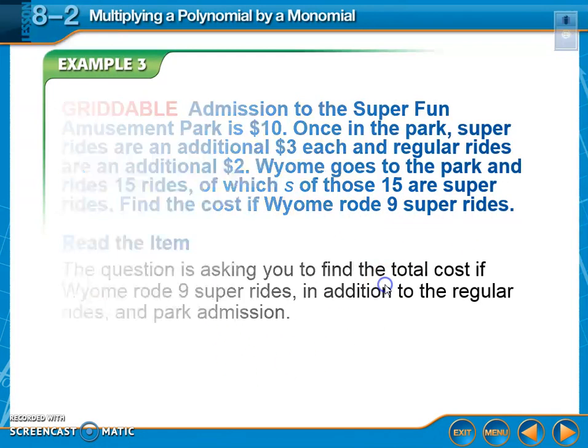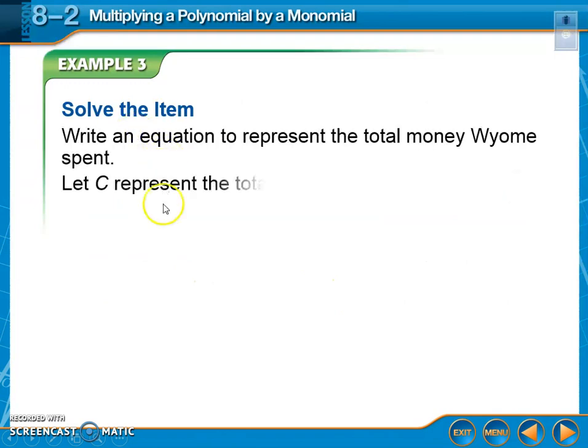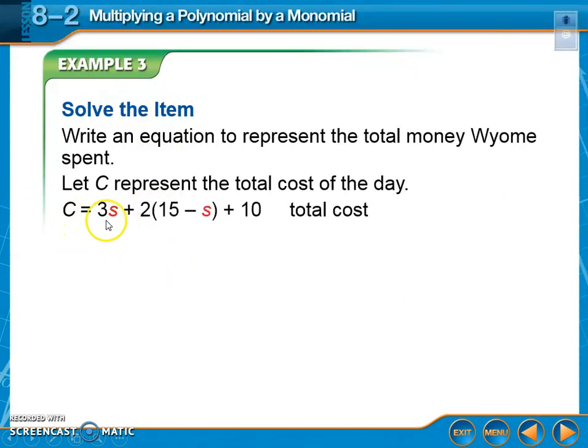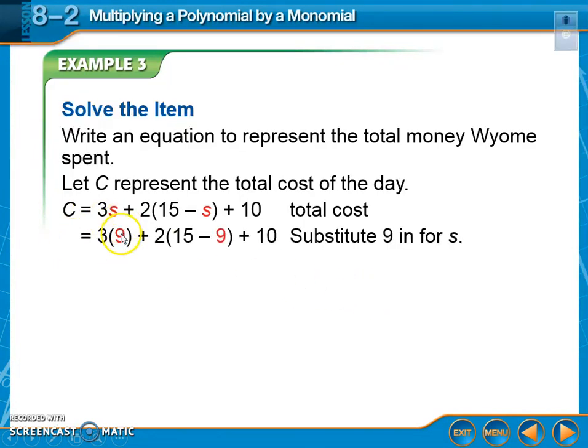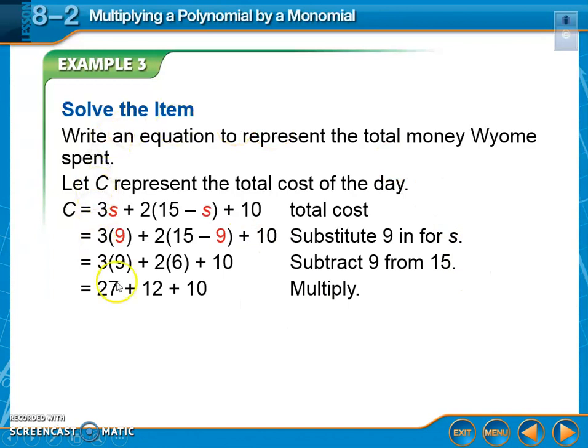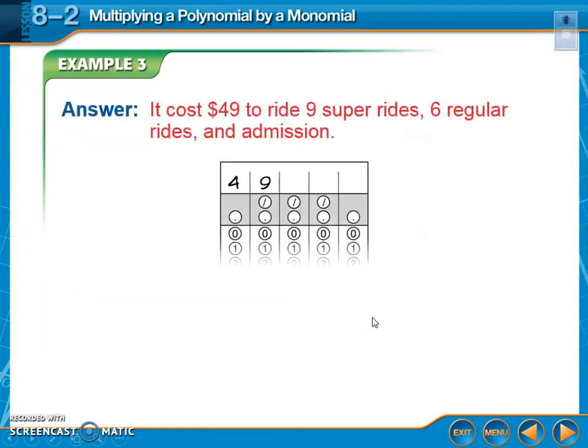So we're going to read it. We're going to write an equation, and that's it. Okay? Looks like it's 9 super rides at $3 each. And then we had 15 minus 9 because they rode 15 rides total. So that's the way that we can find out how many other rides they rode at $2 each plus 10. Okay? This is a lot of just working it out, thinking algebraically, thinking about the problem, and being able to get to an answer. All right?